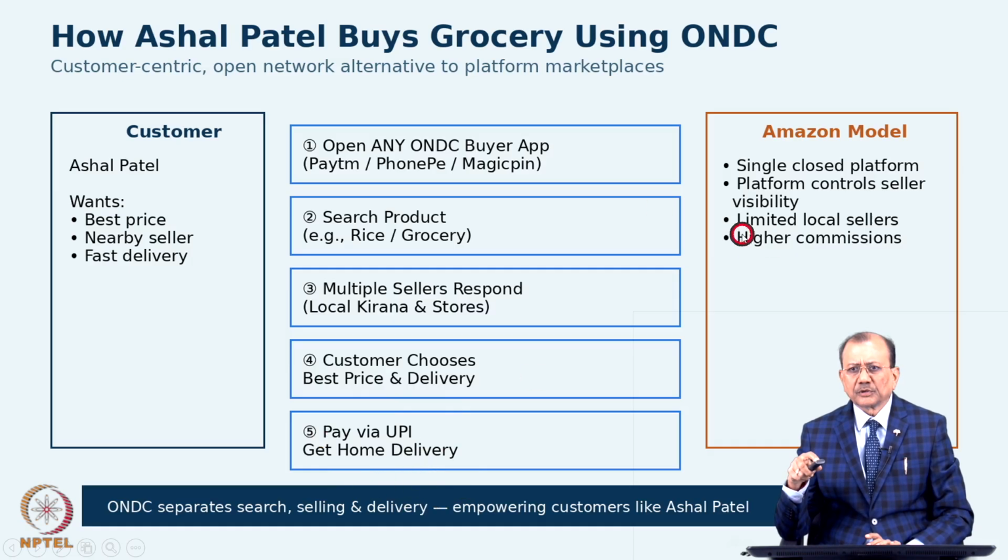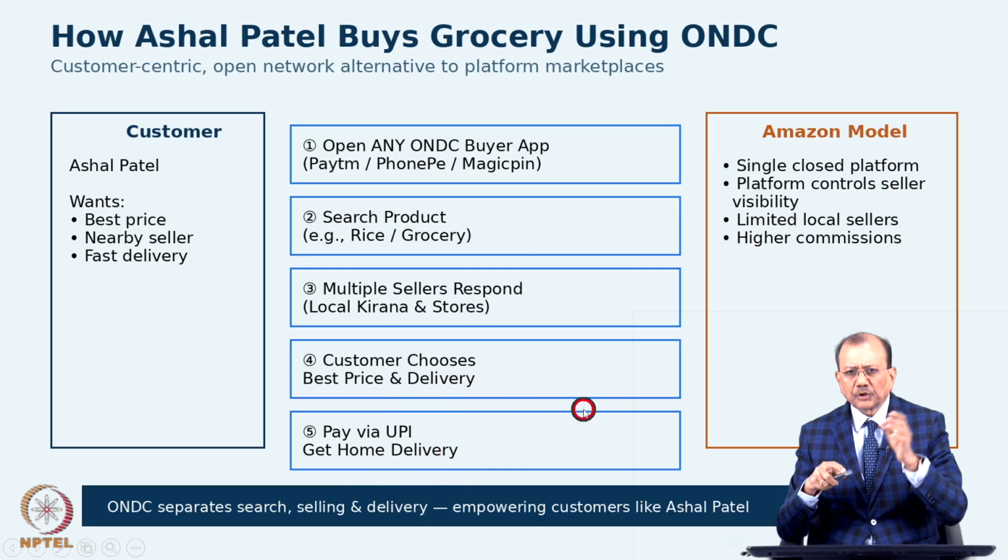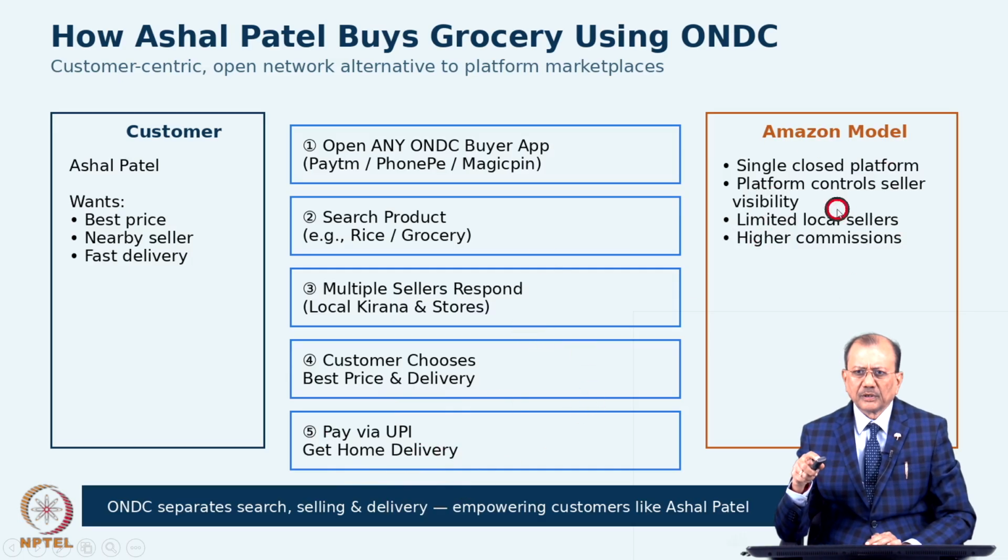While in the case of Amazon, you are locked to that platform. You don't have a choice from which vendor you want to buy, and whatever payment options they provide, you have to make that payment, whether it's a credit card payment or through some two or three banks' cards, that only you can use in the case of Amazon. While here you have complete freedom. So, that is the advantage of ONDC.